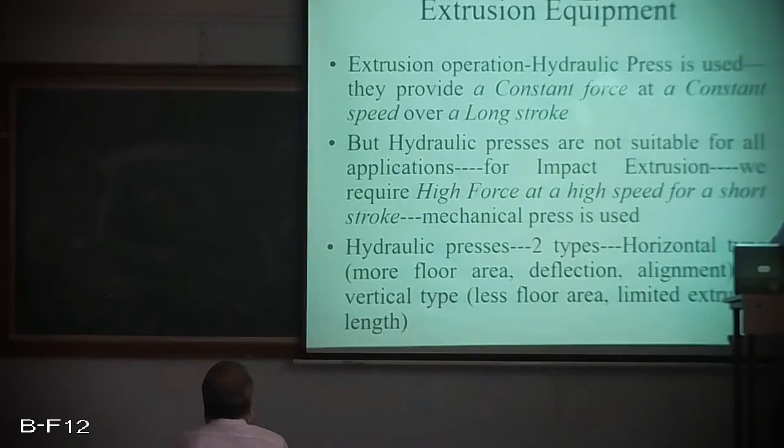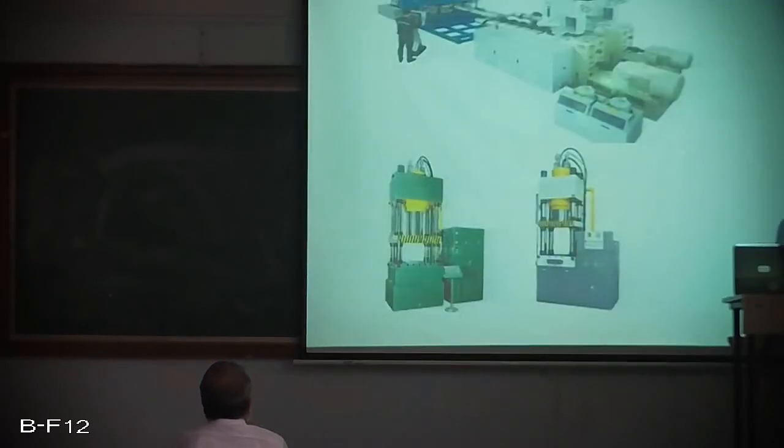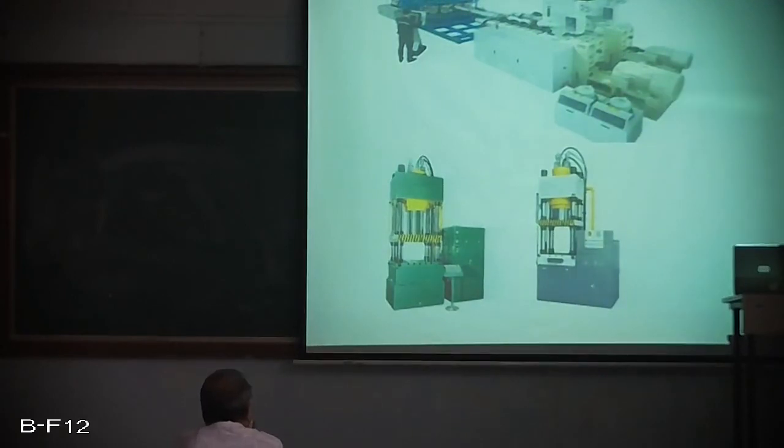So next we have different types of extrusion equipment. For extrusion operations, hydraulic presses can be used. The advantage of using hydraulic presses is that they provide a constant force at a constant speed over a longer stroke. But hydraulic presses are not suitable for all applications, for example impact extrusion. We require high force at a high speed for impact extrusion and for a shorter stroke, so mechanical presses can be used.